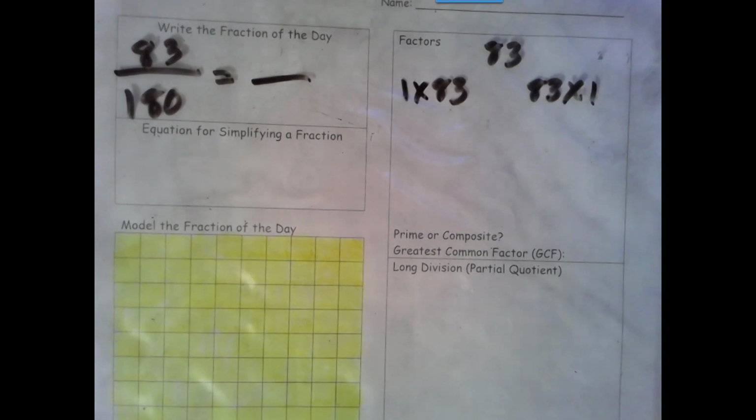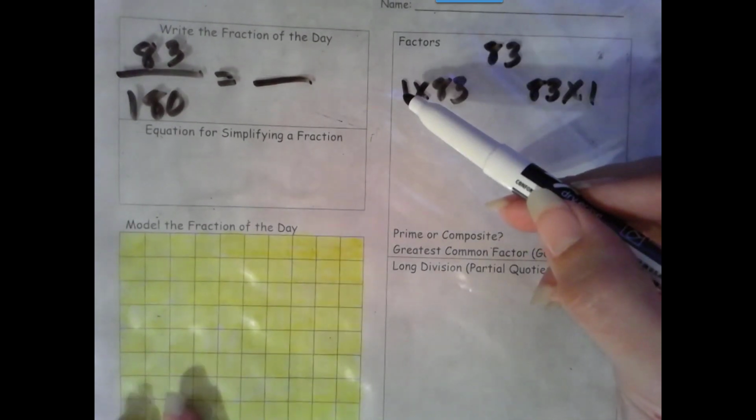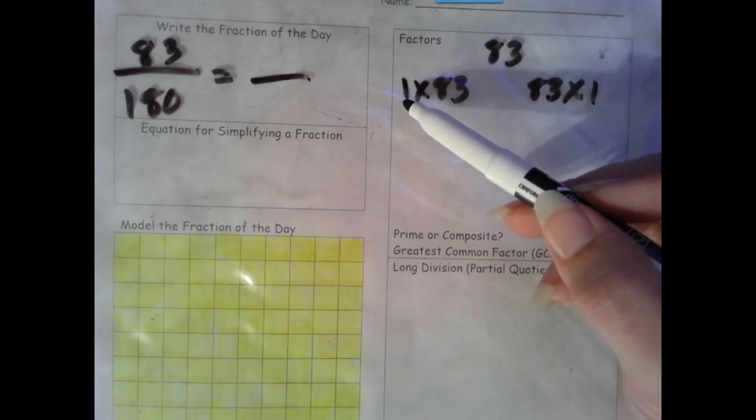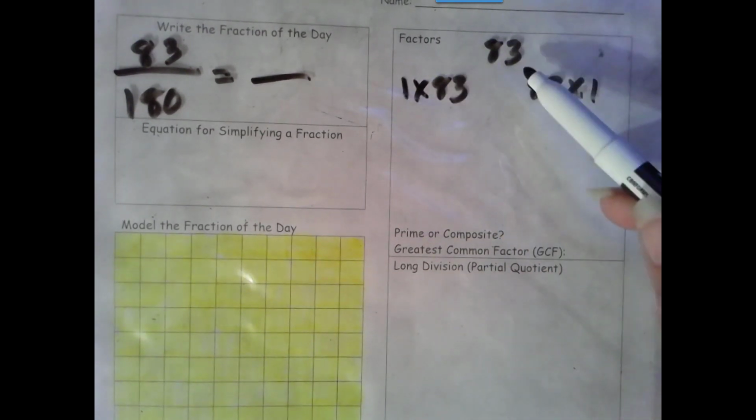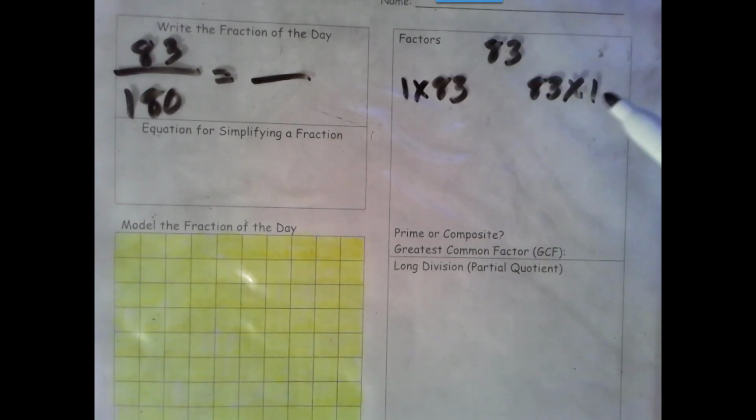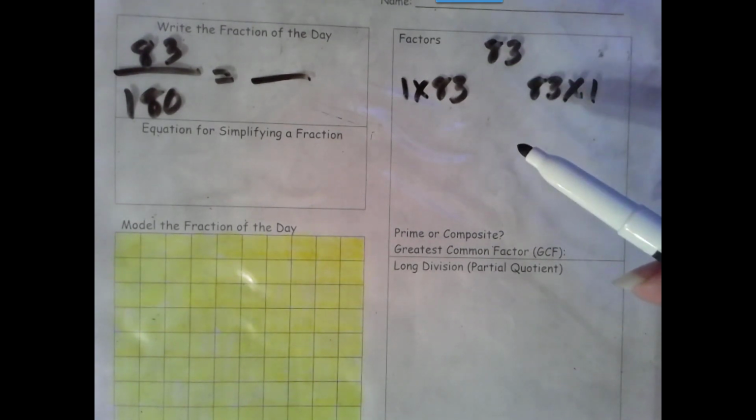Now I'm going to look for other possible factors, and I'm going to use my divisibility rules. I'm going to go in order so I don't miss any one of them. So in order after 1 is 2. The rule for 2 is that it ends in an even number. It ends in an odd number, so 2 is not a factor. And if 2 is not a factor, no even numbers will be, so I just have to check odd numbers.